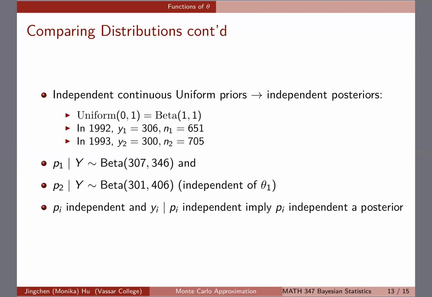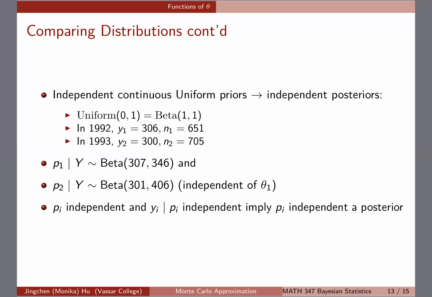Okay, they don't interfere at all. But you can also argue that from independent priors combined with independent likelihood, I will go to independent posterior. So if you have that in mind, then what you can do is, I can just generate a bunch of draws from the first beta posterior, 307 and 346, and I have a bunch of draws about P1, which are posterior draws. I can also generate draws from the second posterior, and then I just compare them.